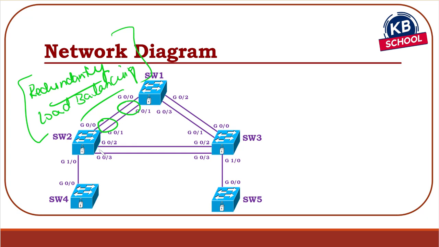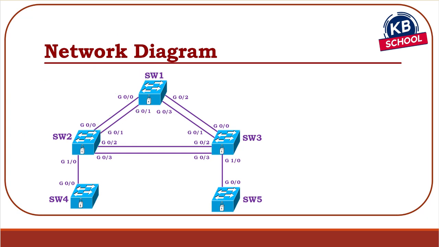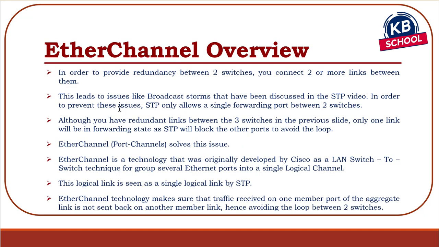All right. So let's go ahead and take a look at the overview now that you have a basic understanding of what an EtherChannel is. Basically, this is the same thing that I just mentioned in my lecture. In order to provide redundancy between two switches, you connect two or more links between them. This leads to issues like broadcast storms that have been discussed. Remember, we discussed that in the STP video. In order to prevent that, STP will only allow a single forwarding port between two switches.